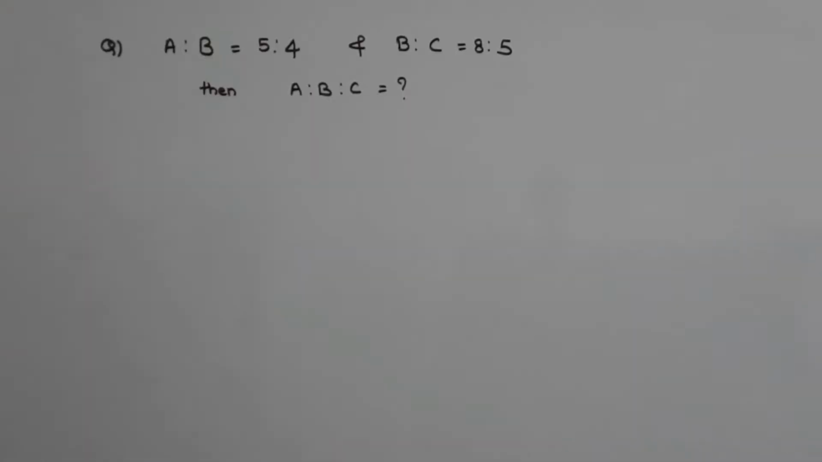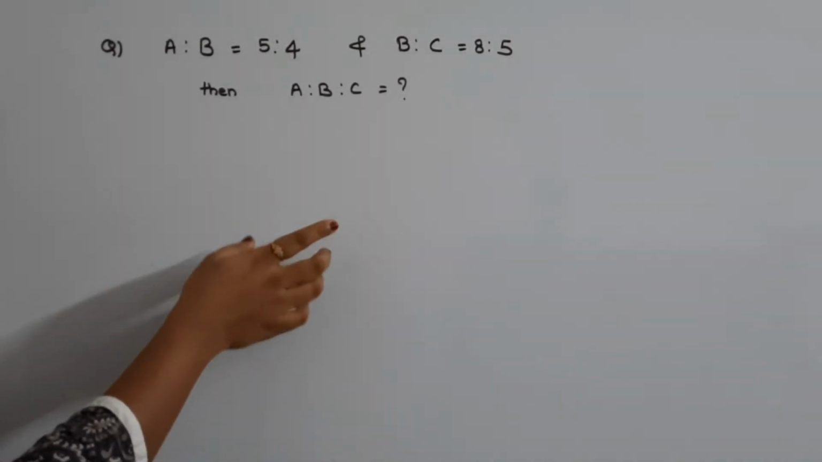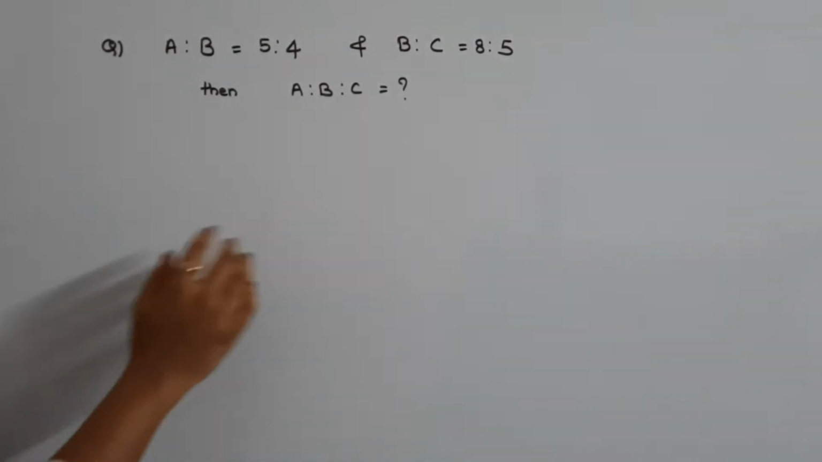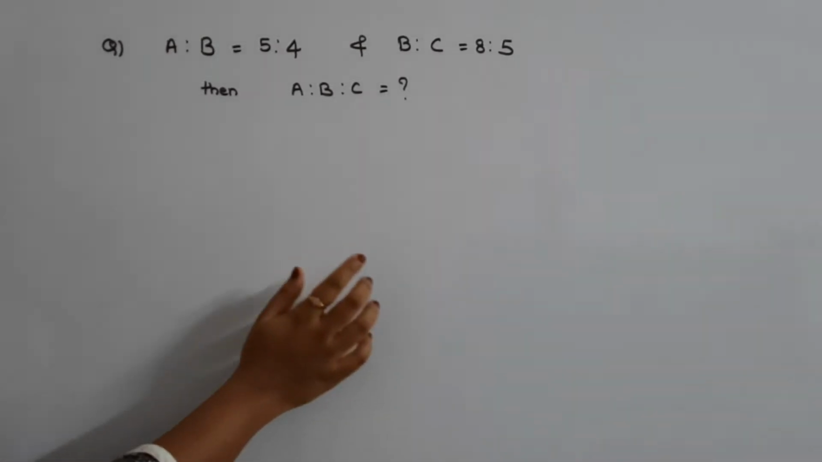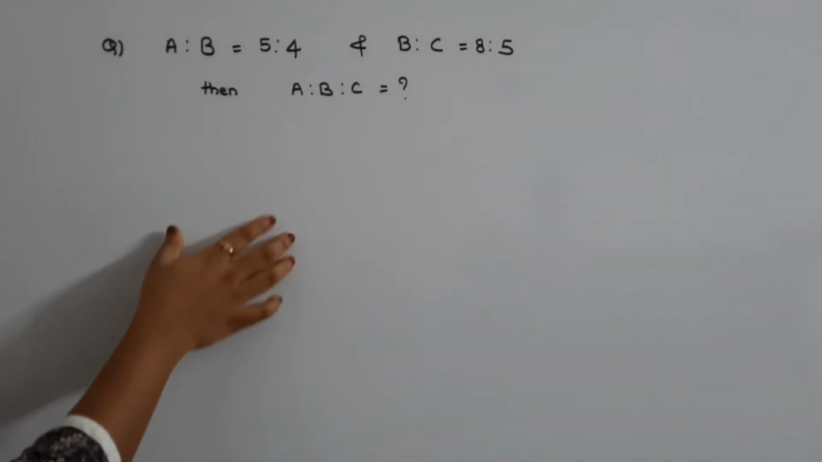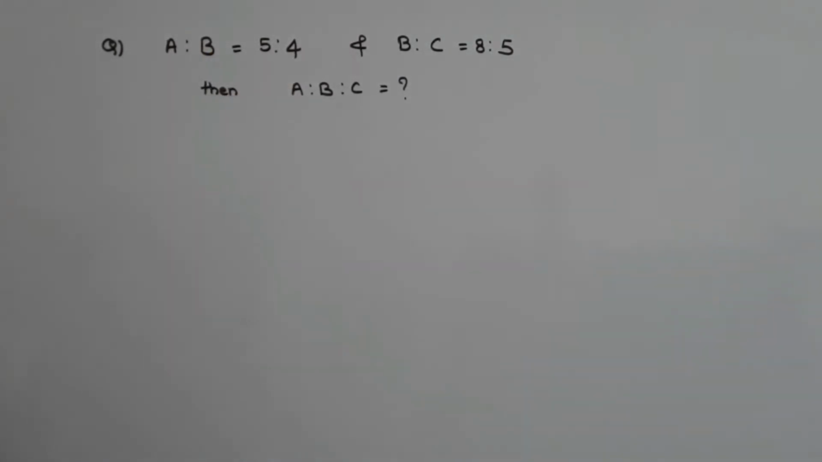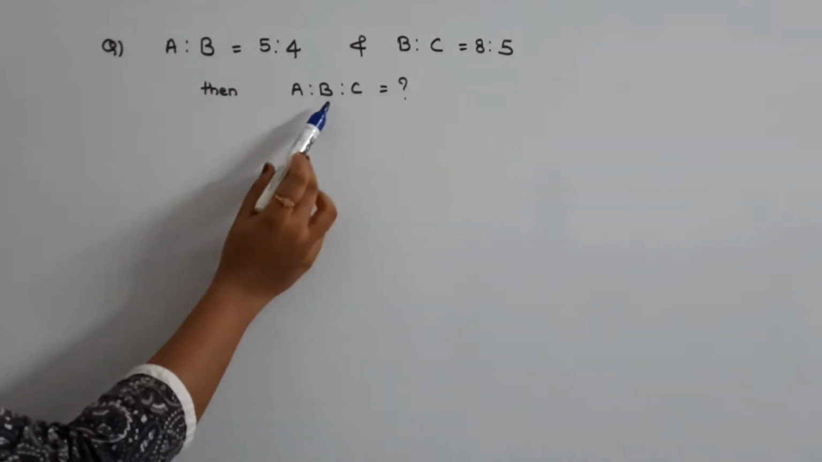In the previous question we had a situation where P1 is to P2 was given, and P2 is to P3 was given. We had to find P1 is to P2 is to P3. So in order to make that concept more clear, I am doing a similar problem. Here A is to B is given as 5 is to 4, B is to C is given as 8 is to 5. Then we need to find A is to B is to C.